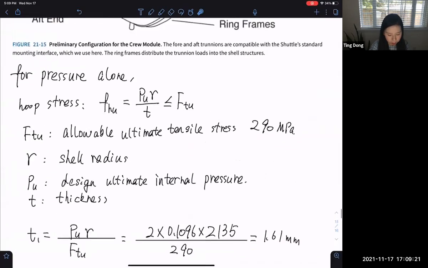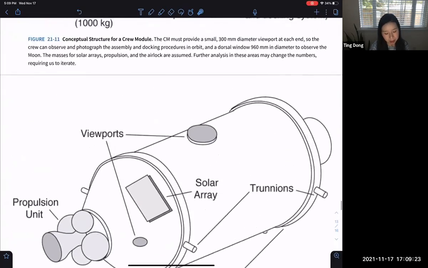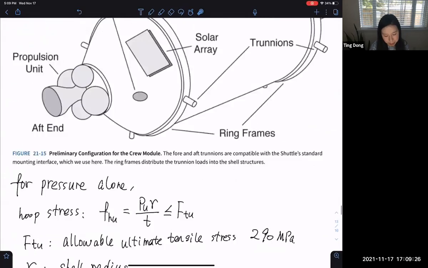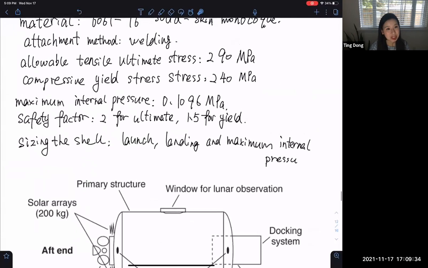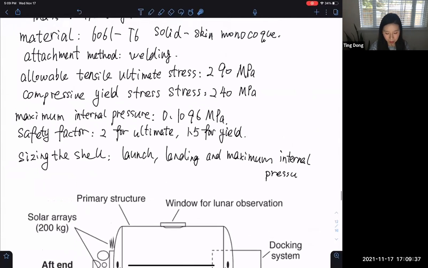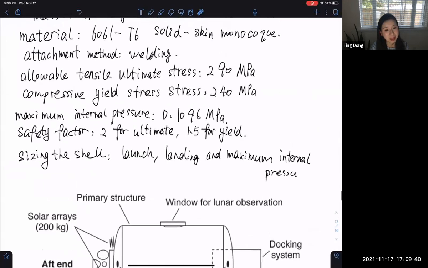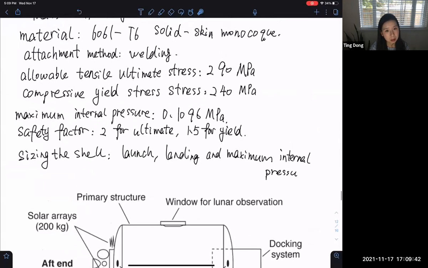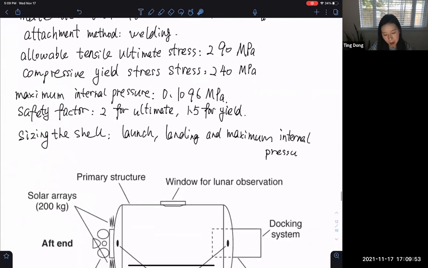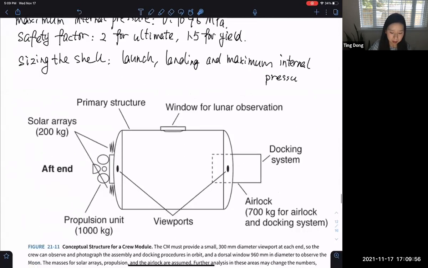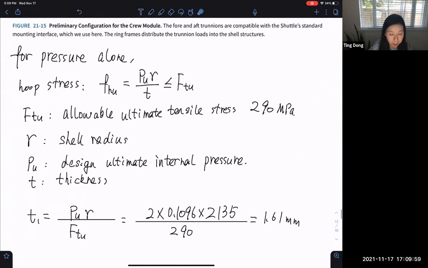So this is, of course, for a spacecraft that is launched from the Earth to the lunar orbit and brought back safely to Earth. It is not the same as our EV. And also, I got a question yesterday. So this is a monocoque structure. And one group yesterday asked me, what if they use semi-monocoque? How do we do the structure analysis? If you use semi-monocoque, the idea can be similar. The calculation is a little different.